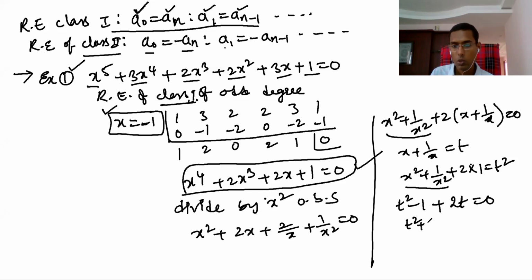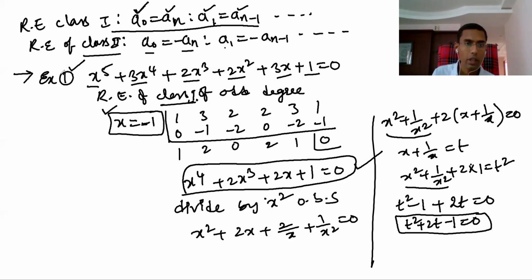Then t square plus 2t minus 1 equal to 0. This one you have to solve. Then you find t, and then you can put it here, and you can also solve this one. This equation you can solve. Like that you will get the roots. So this is the process.